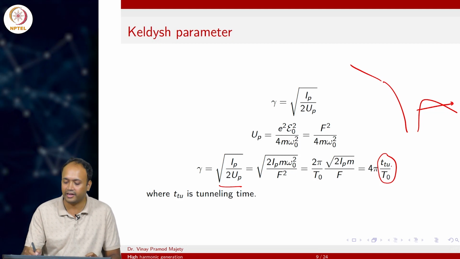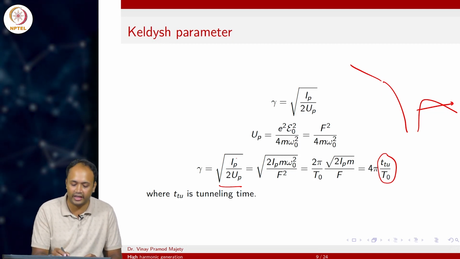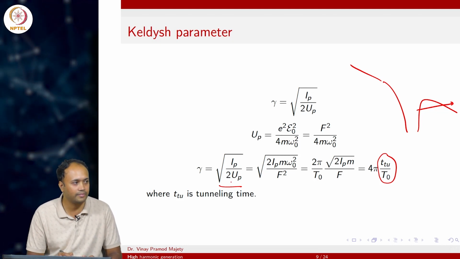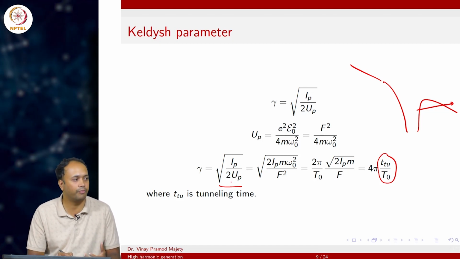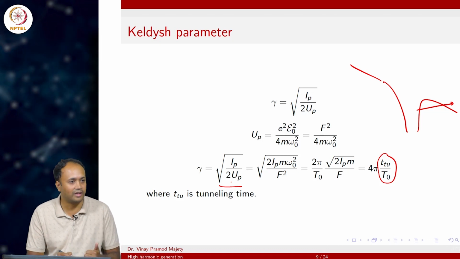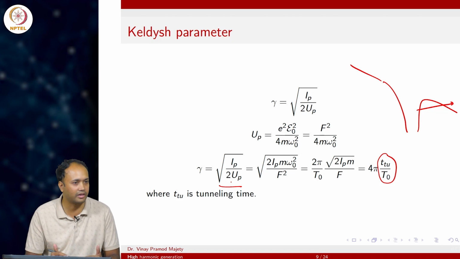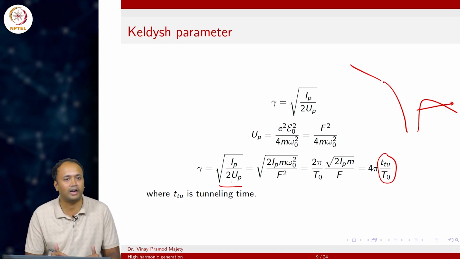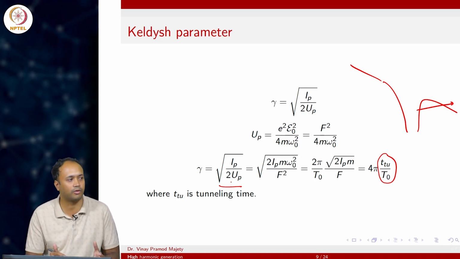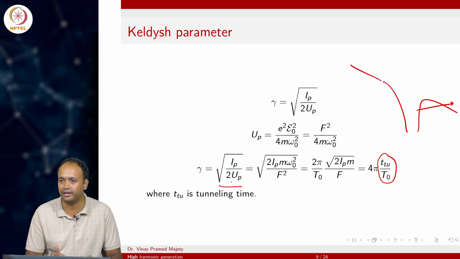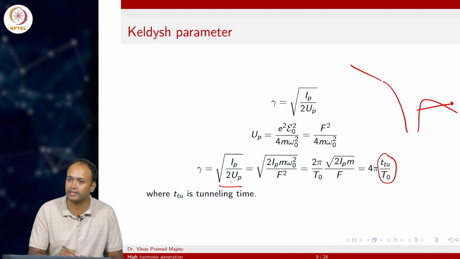So this tunneling time and the period associated, equivalently the ionization potential to the ponderomotive energy, gives you an estimate for which of the processes dominates: the tunnel process, which is a quasi-instantaneous process that just sees the field at that particular instant, versus a multi-photon ionization process which corresponds to the actual oscillation period of the field. Which of them dominates is given by the Keldysh parameter.